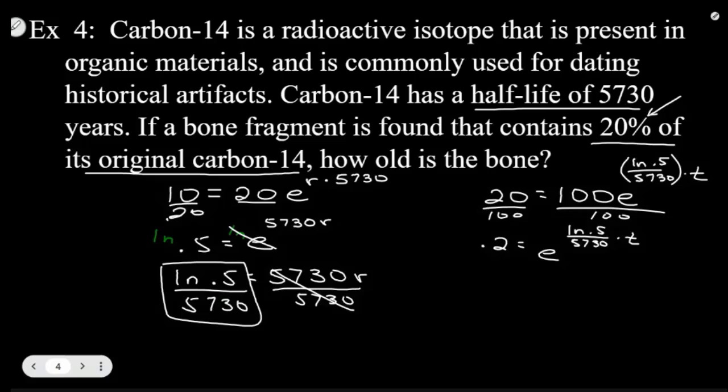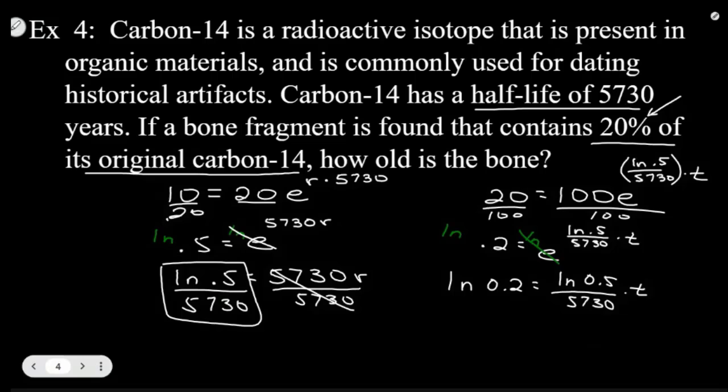Then what do we want to do? Take the natural log of both sides. So this cancels. We're going to have natural log of 0.2 equals natural log of 0.5 divided by 5,730 times t. Then what should we do? And you can do it in 2 steps or you can do it in 1 step. If you want to view this as a fraction, you can just multiply by the reciprocal.